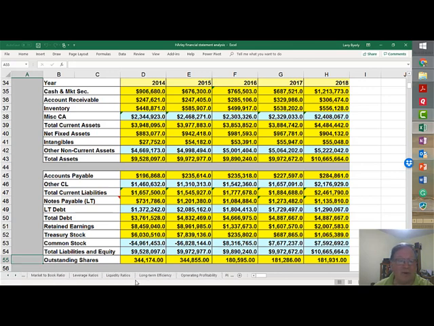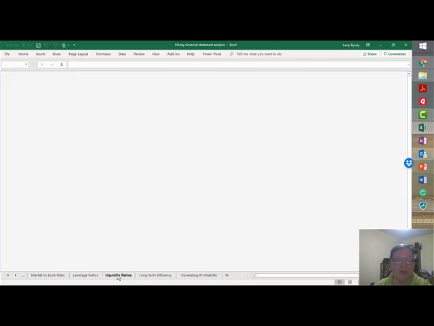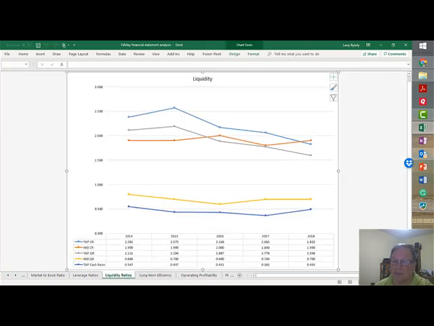It's the liquidity ratio. So here are the liquidity ratios. So here is the picture. It has the data that comes from the statements. Here is a picture of what that looks like. In your analysis, this is what I expect.